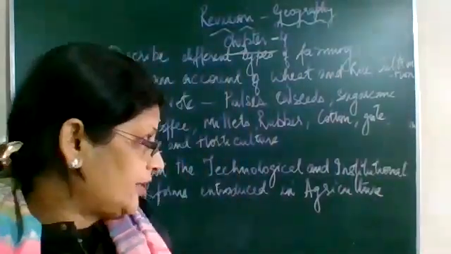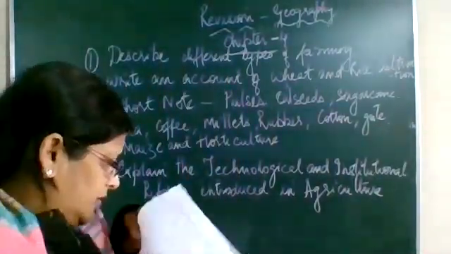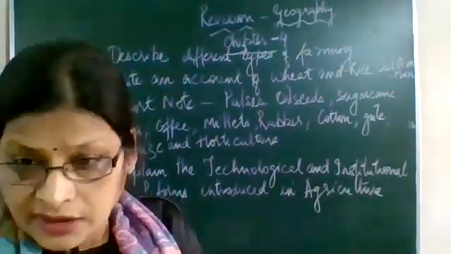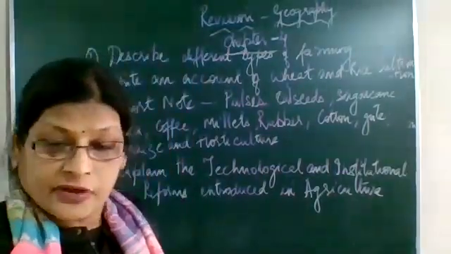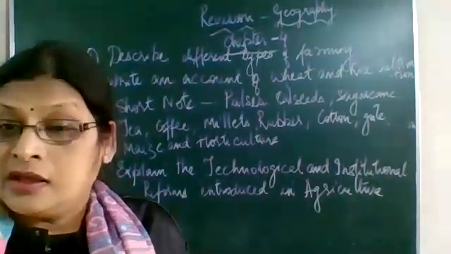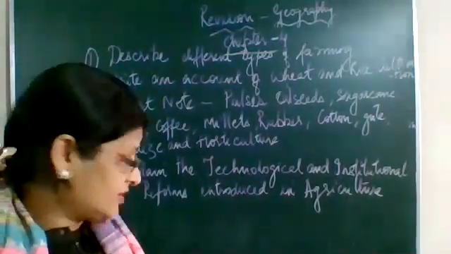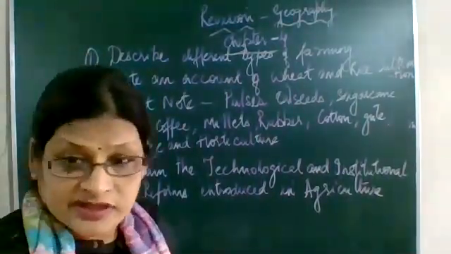Okay, children, note it down. Describe different types of farming. Intensive, primitive subsistence farming, then commercial farming, sub part of commercial farming is plantation agriculture. All you have to describe.